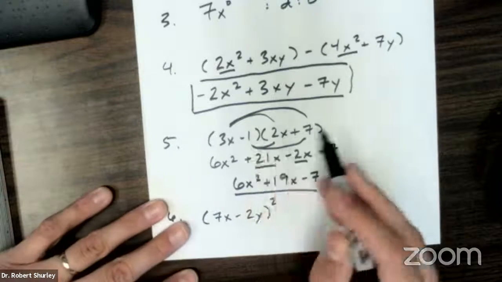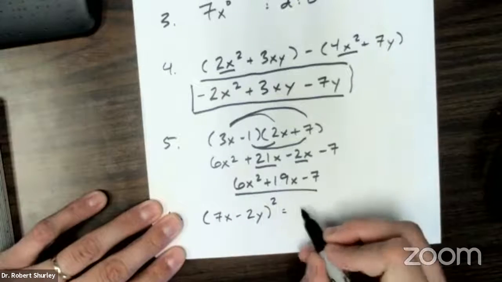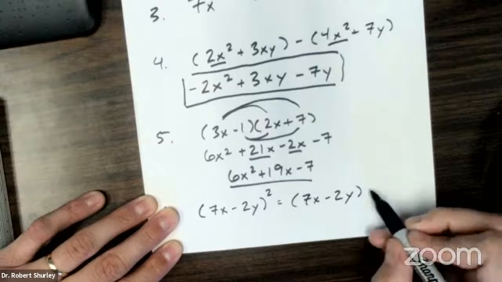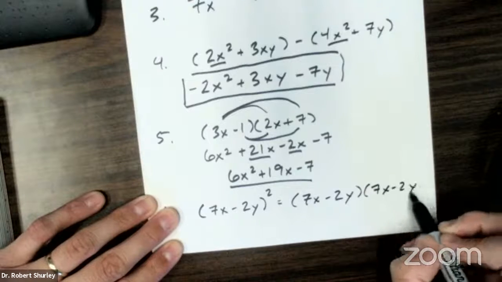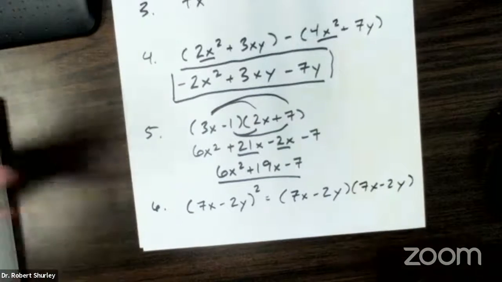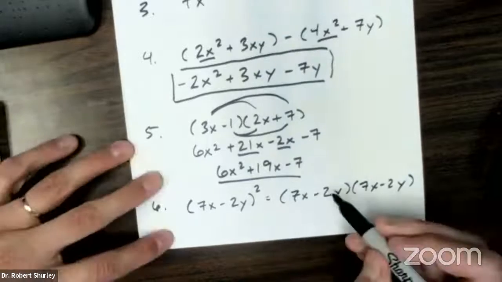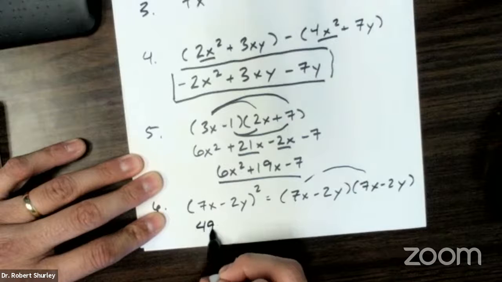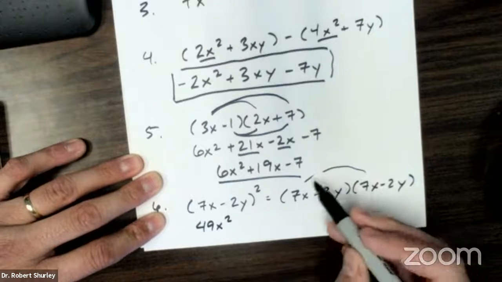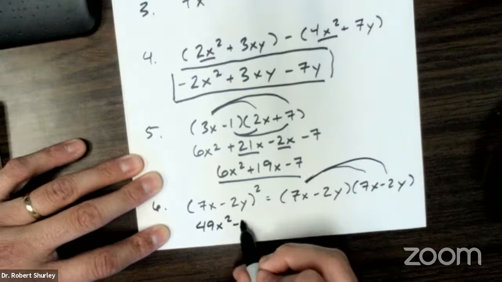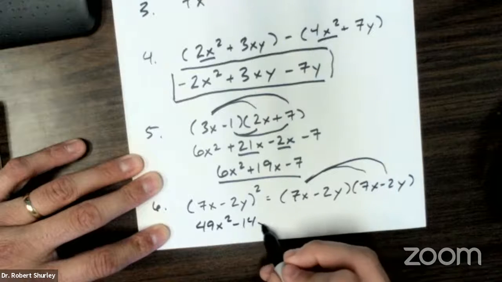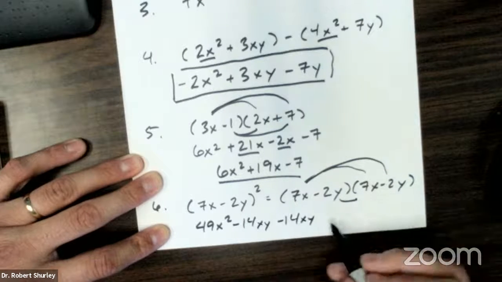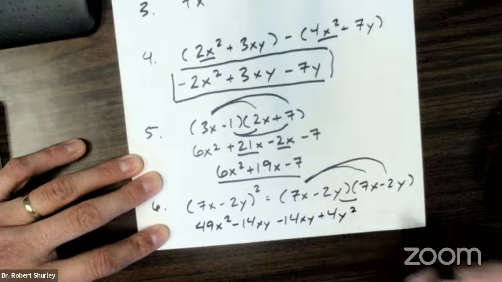So to multiply, we have to make it into 2 binomials being multiplied. So 7x minus 2y times 7x minus 2y. And then we just do the same thing we did before. FOIL it out. So 7x times 7x, that's going to be 49x squared minus 14xy minus 14xy, and then plus 4y squared.